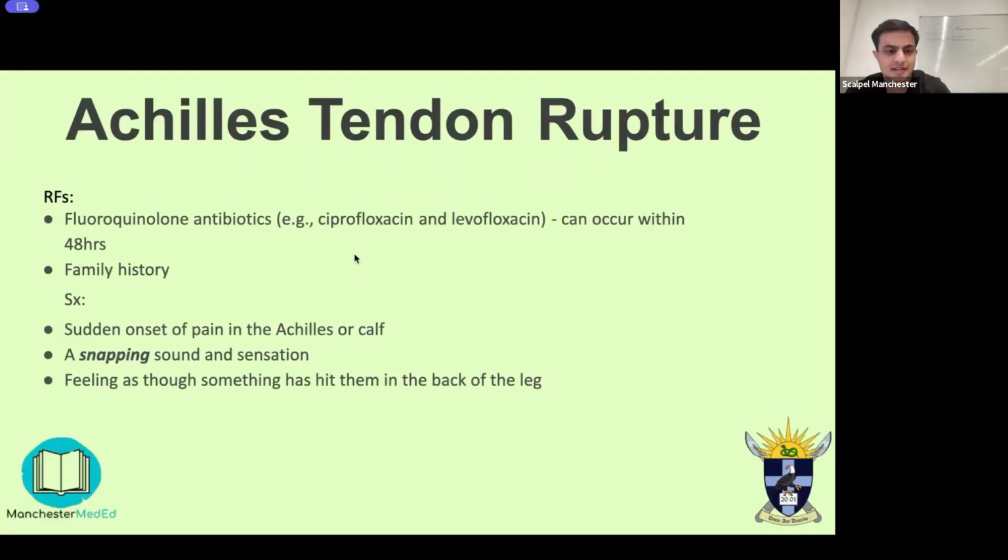So Achilles tendon rupture. The risk factors are fluoroquinolone antibiotics. It's actually quite important you ask about this because you can get an Achilles tendon rupture 48 hours after taking one of these antibiotics. The only other important risk factor is really family history, so maybe ask if anyone else in the family had an Achilles tendon rupture. The symptoms are quite obvious, actually. All the orthopedic symptoms are really quite obvious. There's a sudden onset of pain in the Achilles or calf, a sudden snapping sound and sensation, and feeling as though something has hit them in the back of the leg is usually the classic picture.